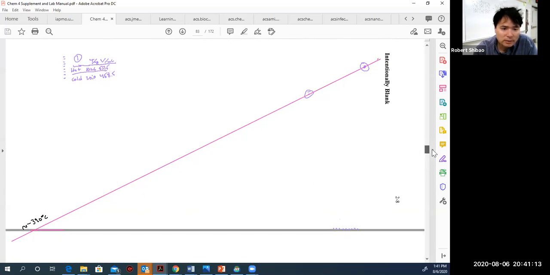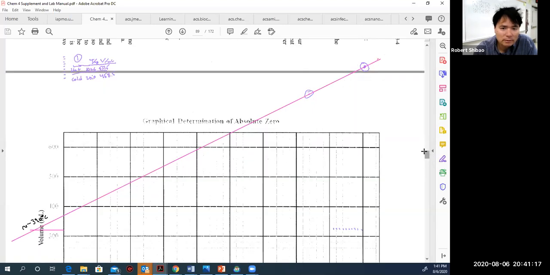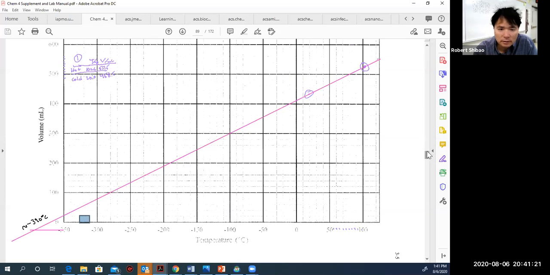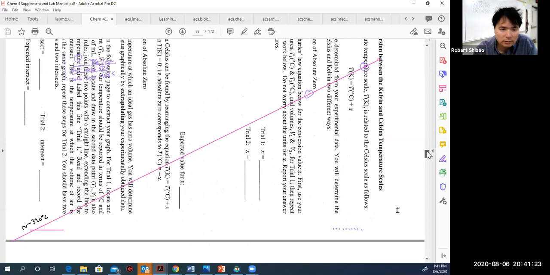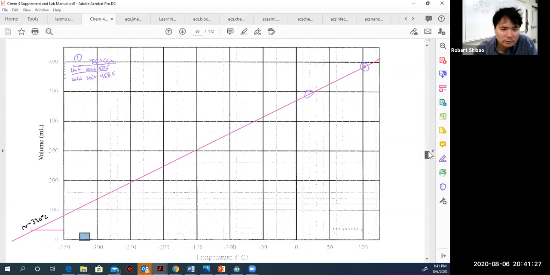Okay, what else did they want us to do with this? Come on. All right. Oh gosh, this is really sensitive. They want us to label this, right? And so we need to label this line as trial one.